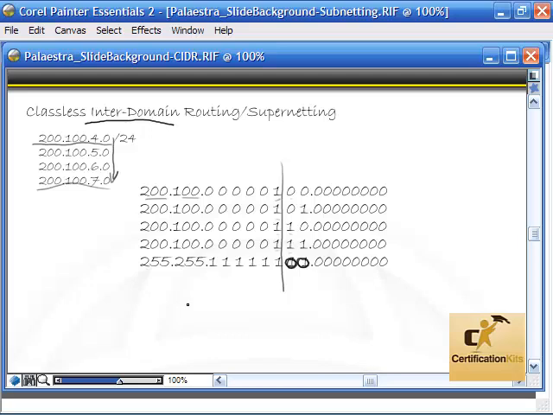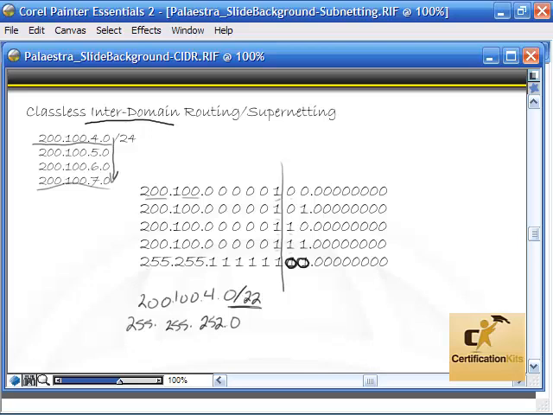So by grouping these together, 200.100. This value is 4. 4.0 with a new subnet mask of 255.255.252.0. All those networks look the same. Or CIDR notation, which would be /22. This is called CIDR notation. But just because you see this, I like to call it bitwise notation.